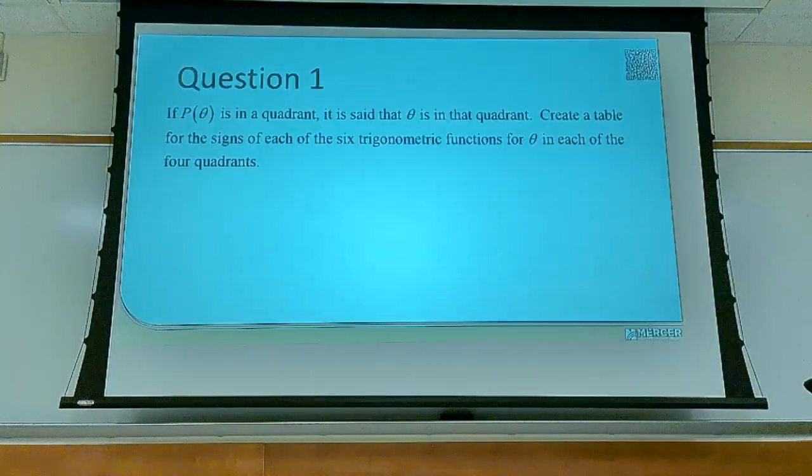P of theta is in a quadrant. It is said that theta is in that quadrant. So if the point that's associated with the angle theta is located in a specific quadrant, then we say the angle is in that quadrant. Create a table for the signs of each of the 6 trigonometric functions for theta in each of the 4 quadrants.